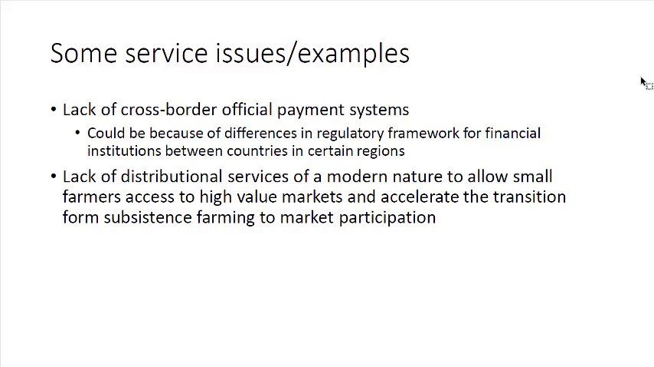And then we also lack modern distribution services that would help small farmers to access high value markets and to accelerate their transition from subsistence farming to market participation. It's not that we don't have distribution services, it's that they are not of the modern nature which we need to help the system.